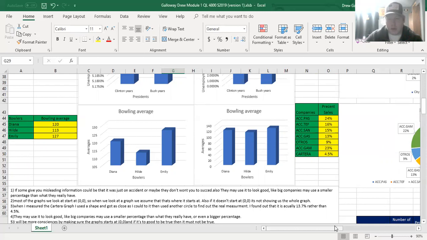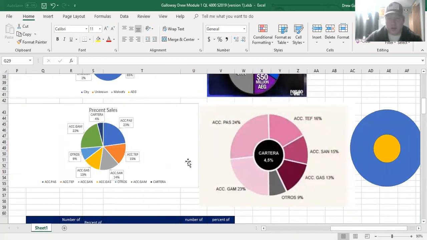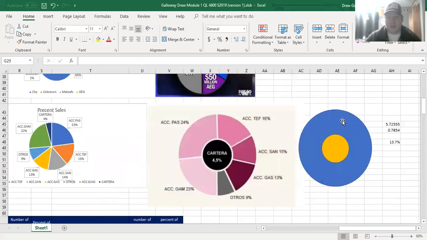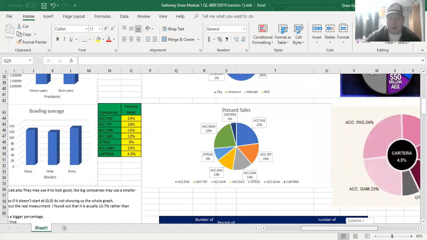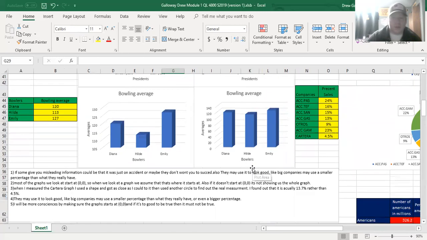So if I come over here, as you can see, here's a Cartera, whatever it's called. They say that it's 4.5%, but I put my circle about as big as that, and so is this. And this is actually 13.7% of the overall circle when they say it's actually 4.5. So they're obviously going to be lying to us. And that's where I say it falls in between. All right, companies look better if they say it's only 4.5 when actually it's 13.7.